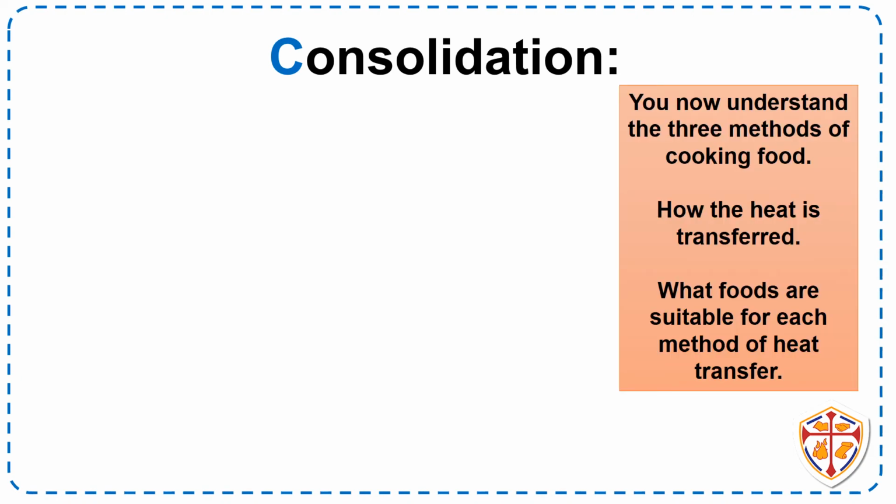Consolidation. You now understand the three methods of cooking: conduction, convection and radiation. We now know how heat is actually transferred. With conduction, the heat is in direct contact from the surface to the food. Searing steak is a good example, or making crepes is another example of conduction.